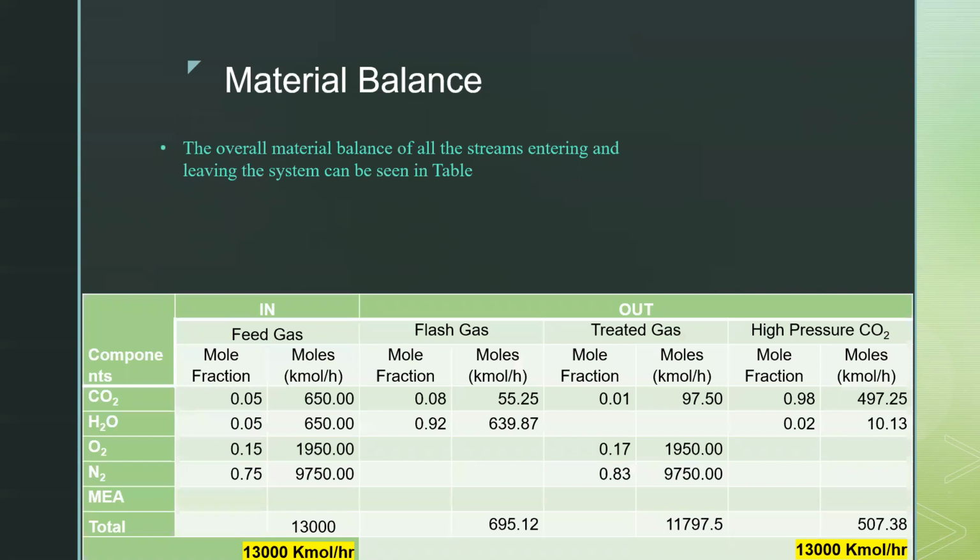Here is the overall material balance of all streams entering and leaving. The material balance tells us about the process efficiency and the amount of product being produced or wasted. It is done at steady state, which means the composition is not changing with respect to time. For design purposes, all the values selected in our material balance are used to perform the design simulation and manual design.